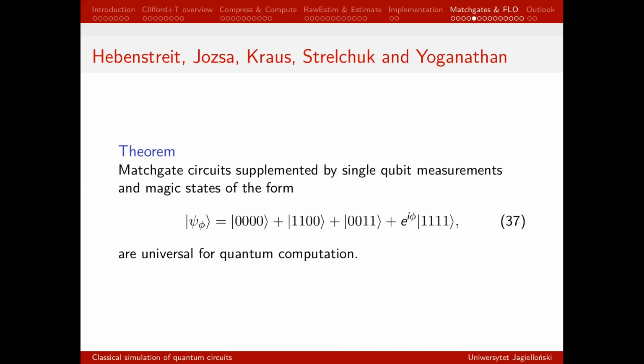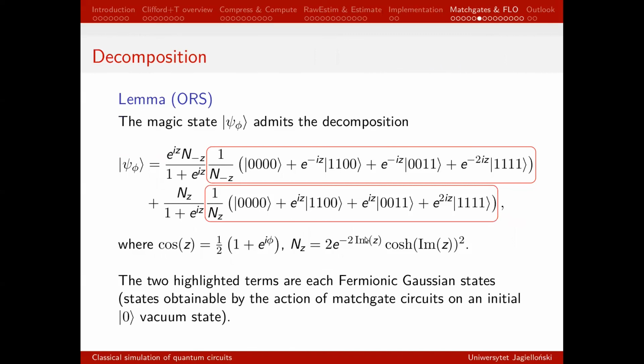Richard Jozsa, yeah. So they say if you take Matchgate circuits and allow input computational basis states, and you allow input states that look like this, then you can do any quantum computation. So this is exactly the same as the T states we had before. They came up with this nice decomposition: the magic state on the left-hand side is a sum of two efficiently simulable guys. So we can basically play the same tricks as before.